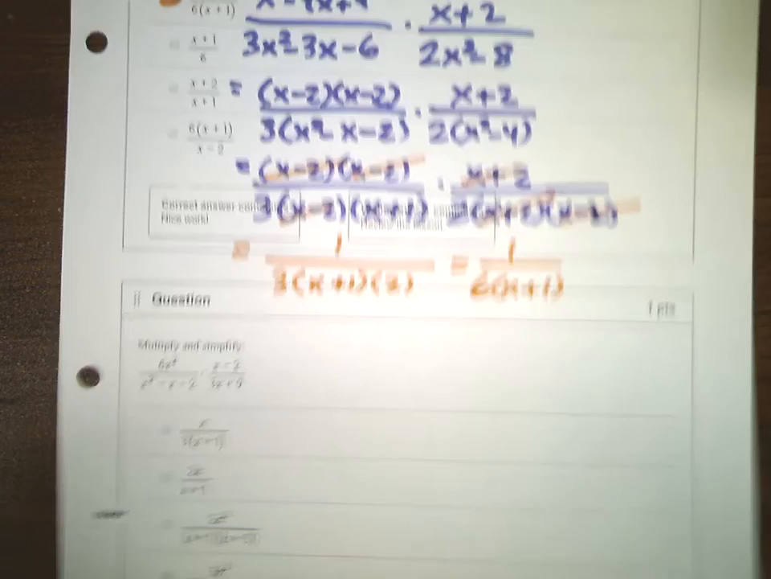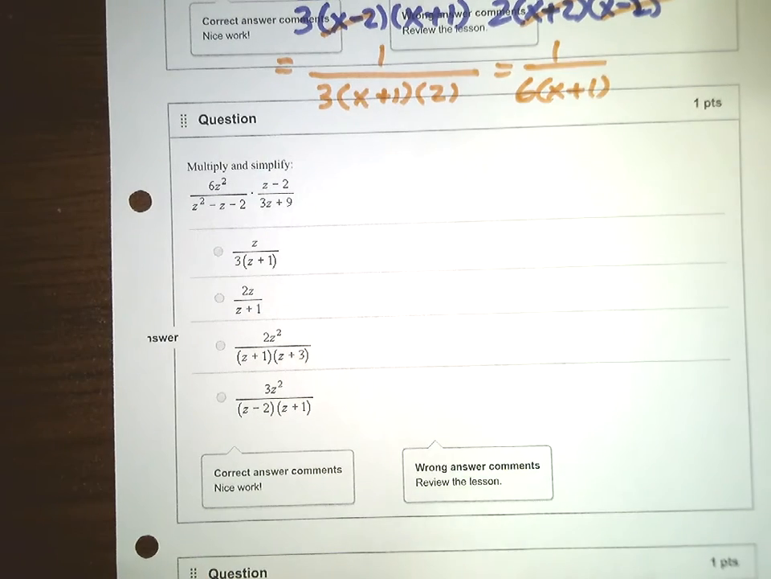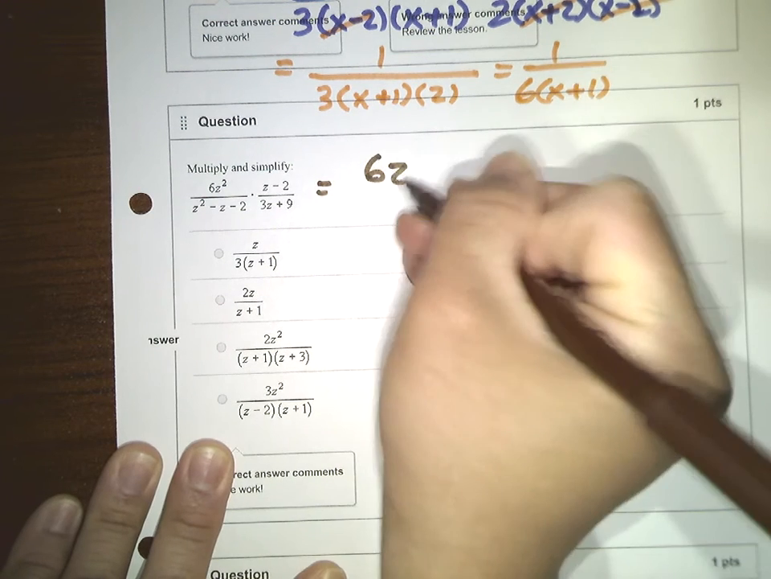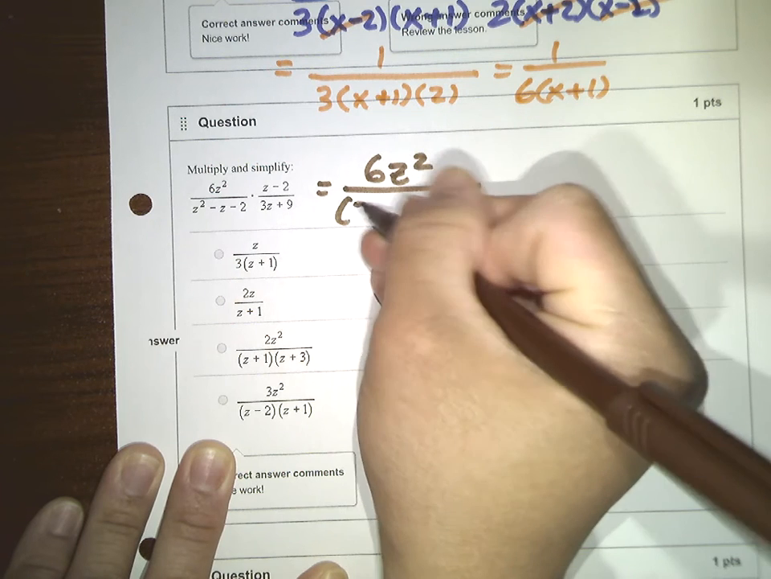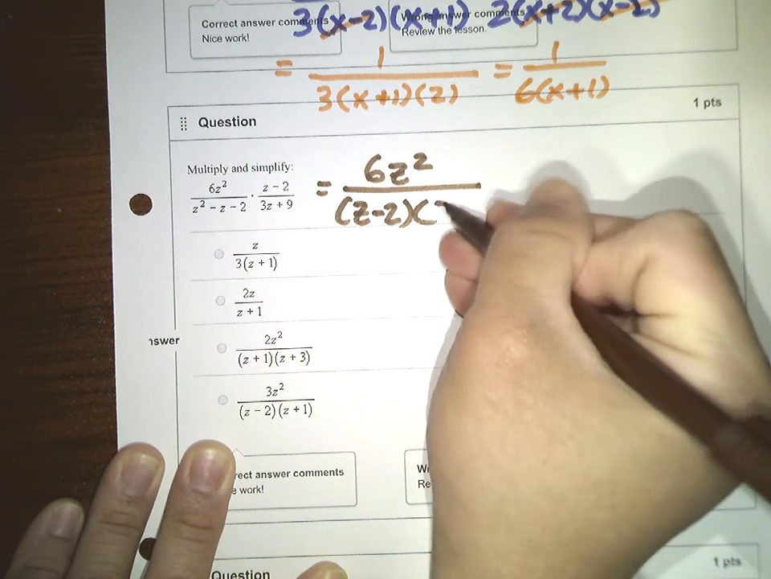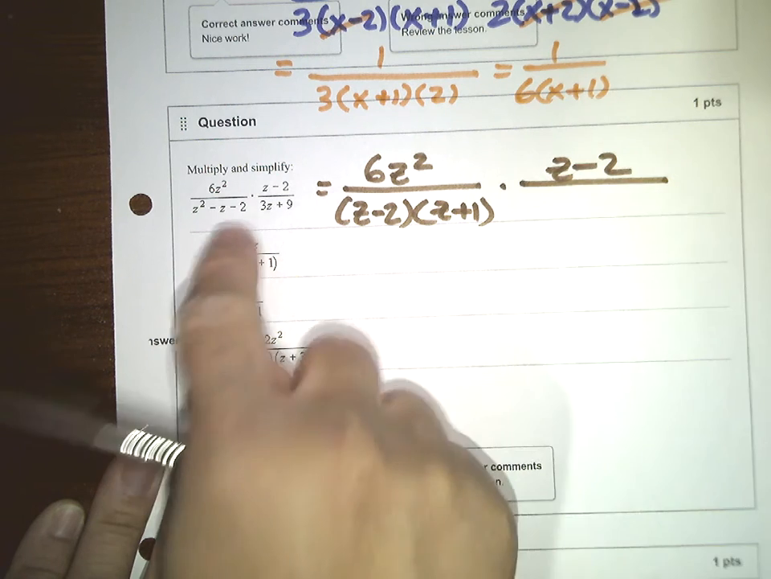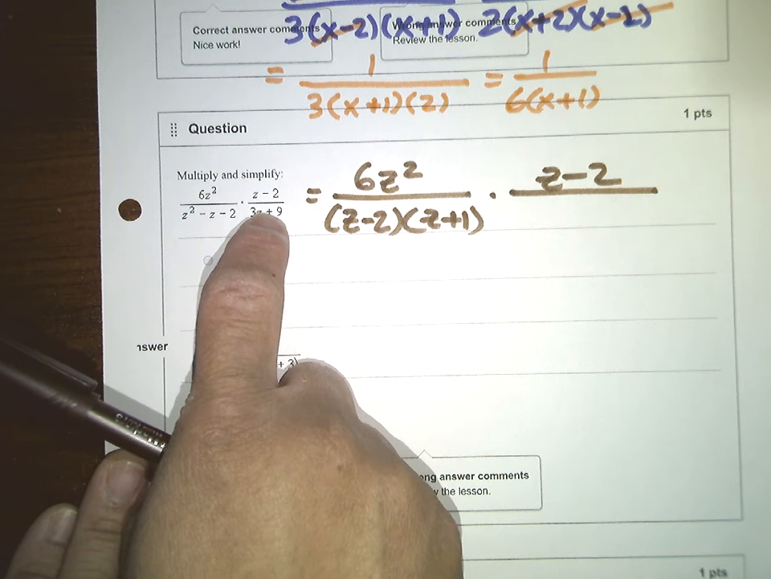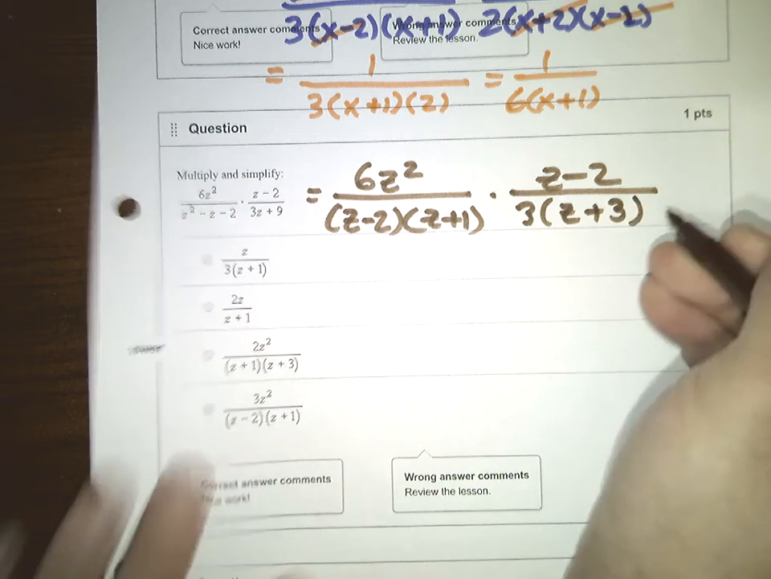All right, so let's try another one. Here we have multiply and simplify. So we have 6z squared, and let's factor the denominator into z minus 2, z plus 1. Then we have z minus 2, and then we can factor a factor of 3 out of the 3z plus 9 to get 3 times z plus 3.